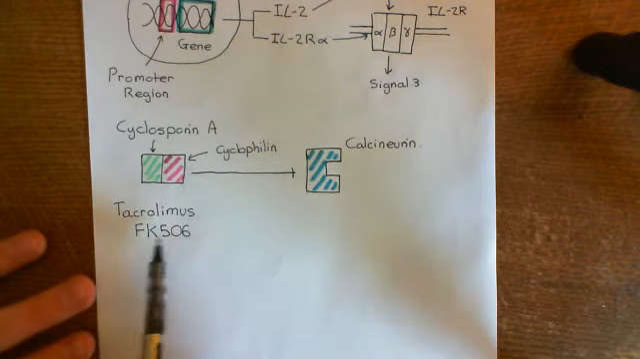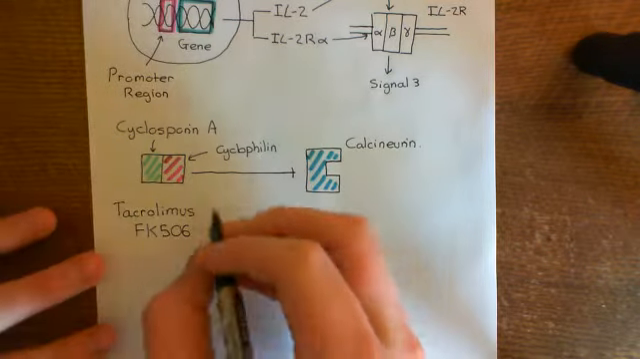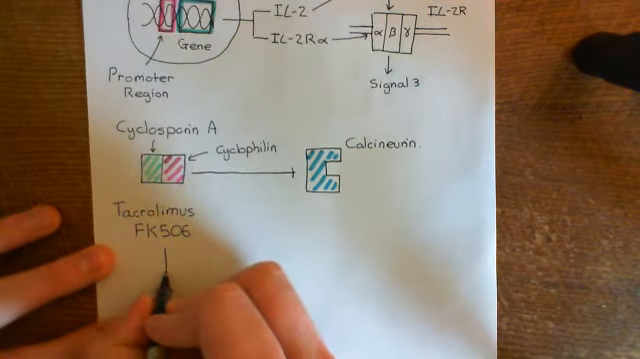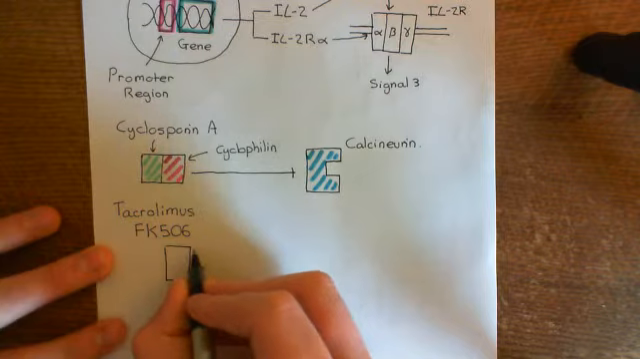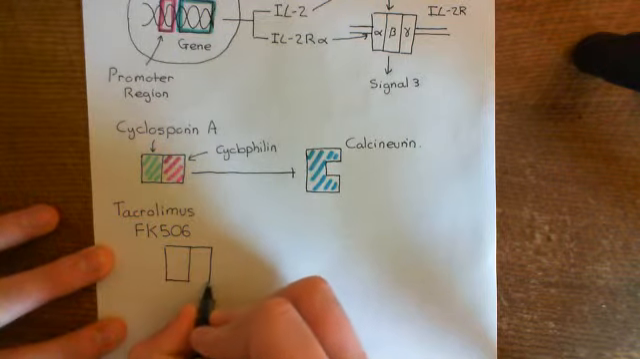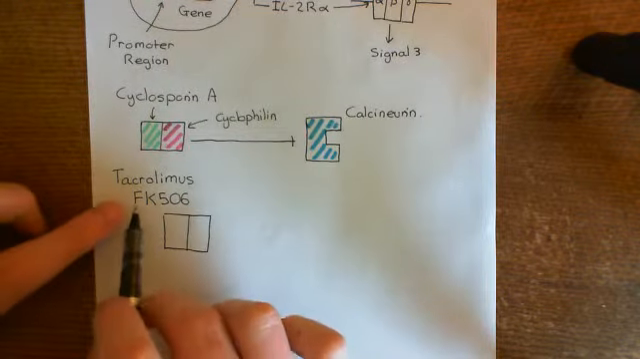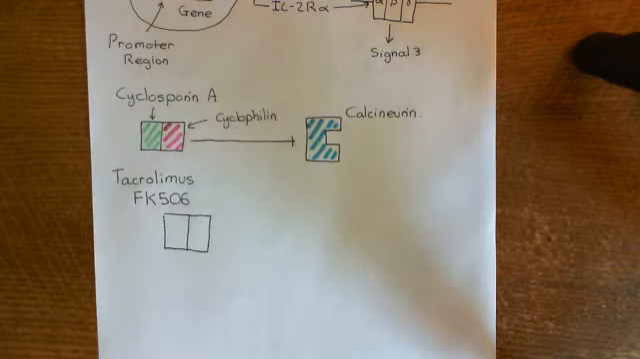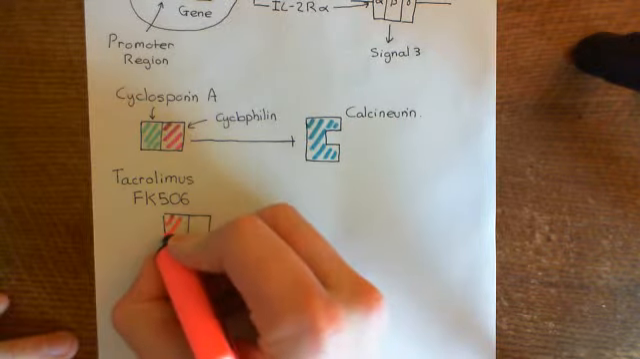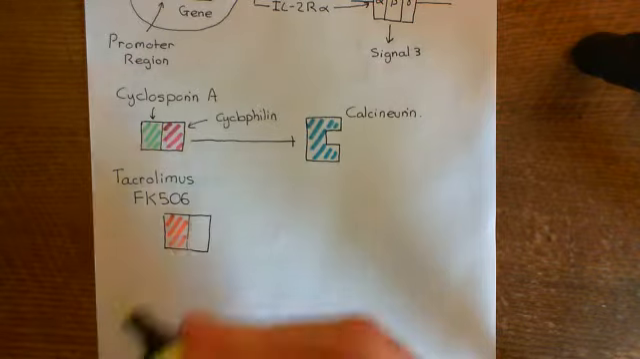But it's worth knowing that tacrolimus is also known as FK506, because this drug is going to bind to a protein that has been named after this drug. The protein was named because it's the target of this tacrolimus drug, and the name of the protein was named after the FK506 name for this drug rather than the tacrolimus name. So let's have FK506 or tacrolimus in red here.